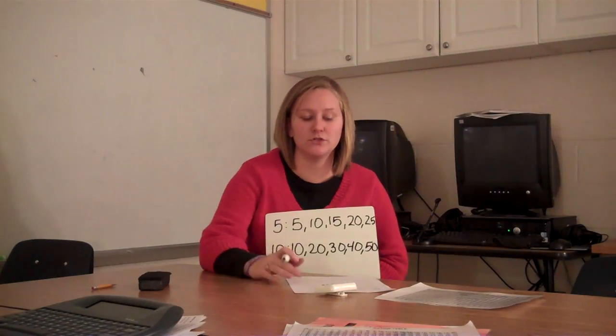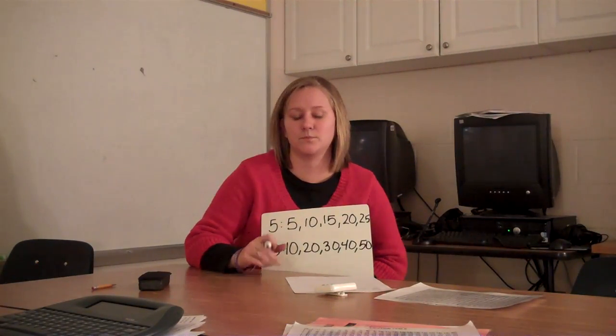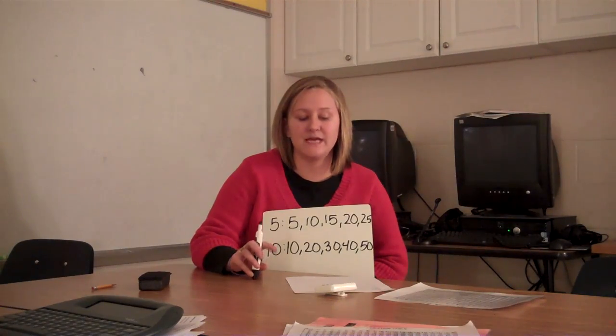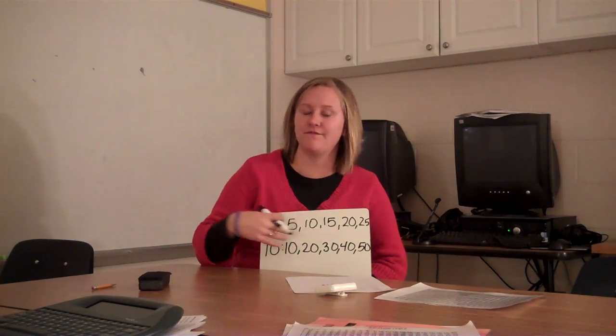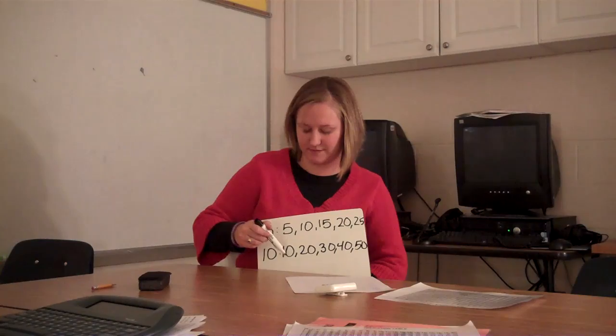What I'm going to do to find the least common multiple is skip count with 5s. So I go 5, 10, 15, 20, 25. Then skip count with 10s, 10, 20, 30, 40, 50. Okay, Mrs. Wilson wants you to continue to go 10 multiples. I only did the first 5 because we've already found the least common.